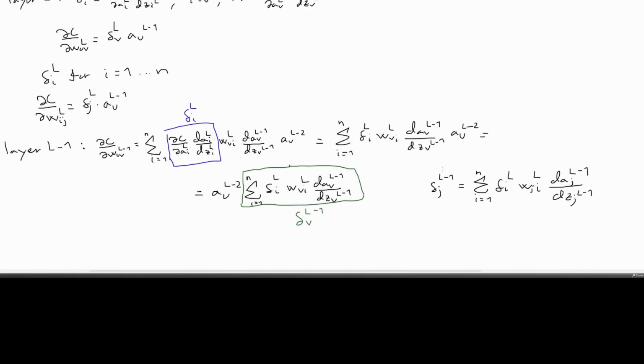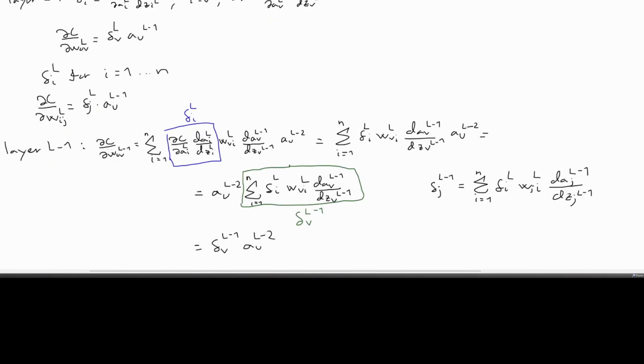So when I'm calculating the delta terms, the intermediaries for layer L-1, I'm reusing the delta terms from the previous layer, that is the layer before it, at the output layer L. So this means I can rewrite this derivative as delta V at layer L-1 times the activation at the U-th neuron in layer L-2.